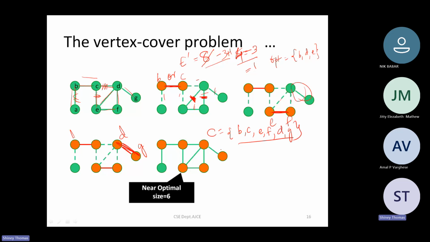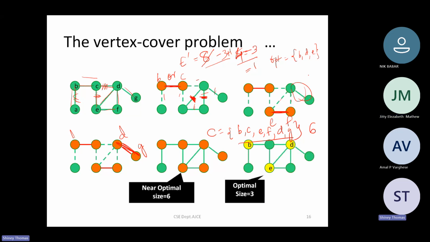What is the size of this set? It is 6, right? 6. Now what was the optimal solution we found earlier? You can see here. What is the size of this set? It is 3, whereas optimal solution is C star, whereas the size of this approximate solution is 6, whereas the size of this one was 3. So that is how you can see here, that C is equal to twice of C star. Is it true? That is what we are trying to find out. 2 times the optimal solution at maximum.